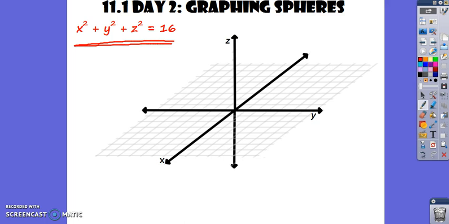Today we're going to graph spheres. If you ever doubted your drawing skills, today's the day to. It's bad. I'm going to do my best, but when you see that 16 right there, what do you think the radius is? It would be a radius of 4.